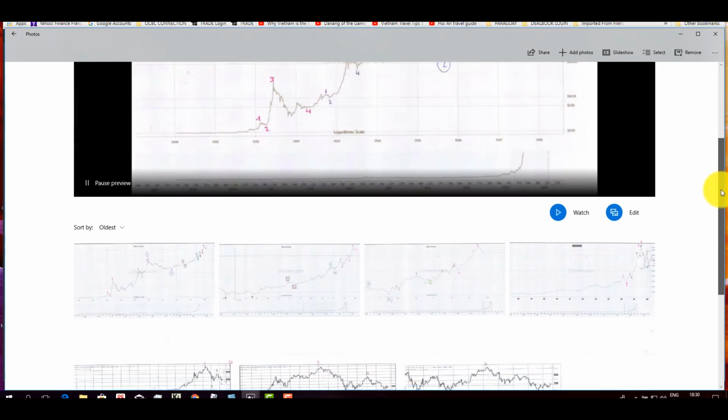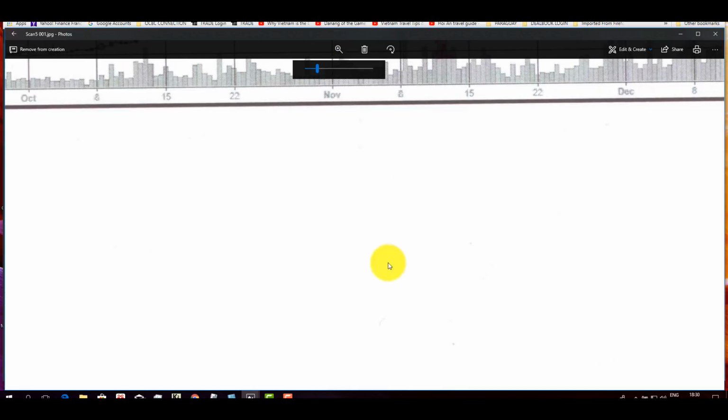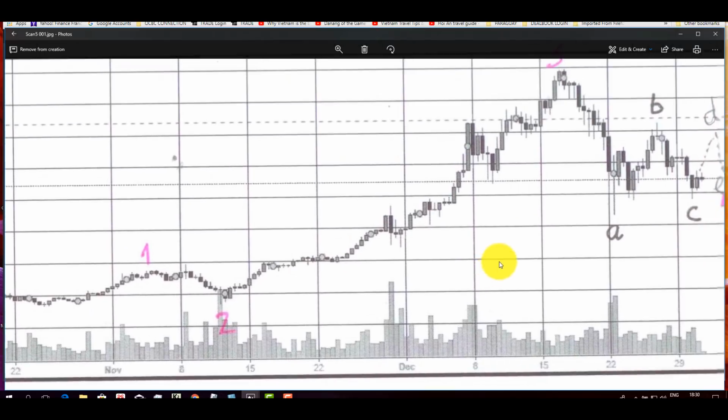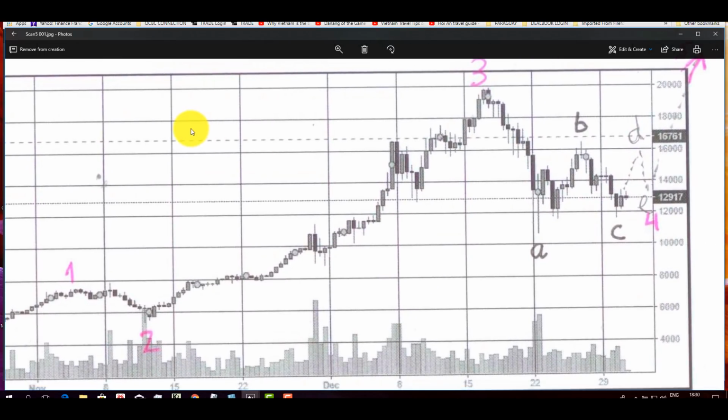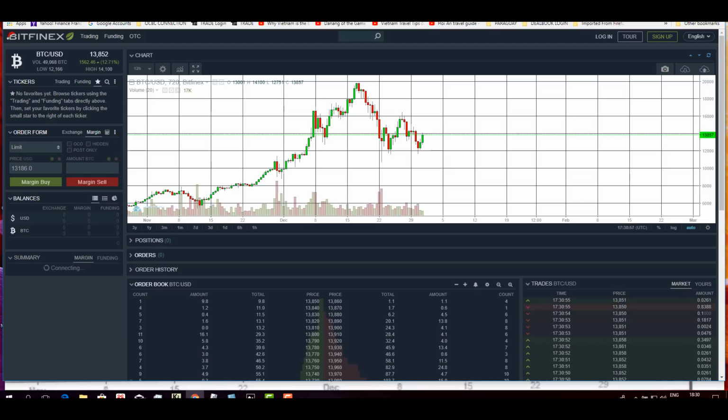Let me just scroll down here. Okay, now we're going into more detail, and that is with the presentation of this chart. I hope I can bring it in a way that you can see everything. That's it. This one is taken from this website, Bitfinex. You can of course find it at bitfinex.com, and this is basically the chart that I'm commenting on at this point.